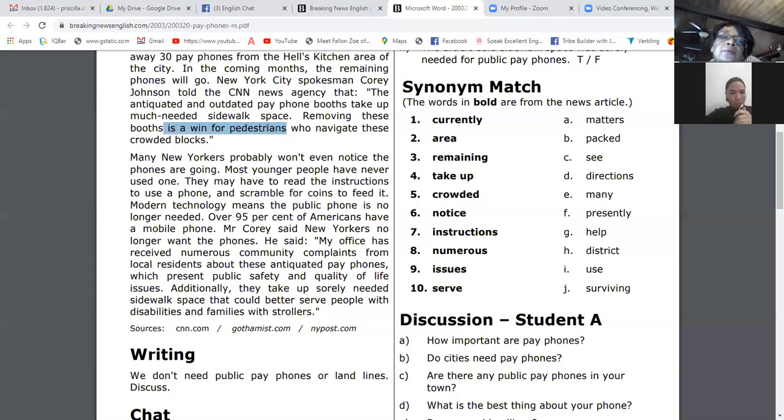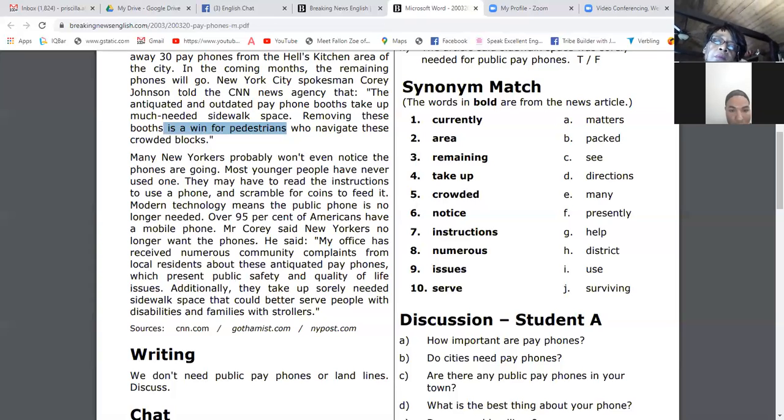Well, many New Yorkers probably won't even notice the phones are going. Most younger people have never used one. They may have to read the instructions to use a phone and scramble for coins to feed it. Modern technology means the public phone is no longer needed. Over 95% of Americans have a mobile phone.